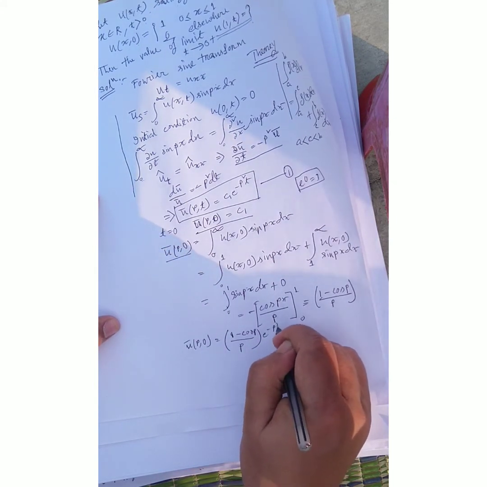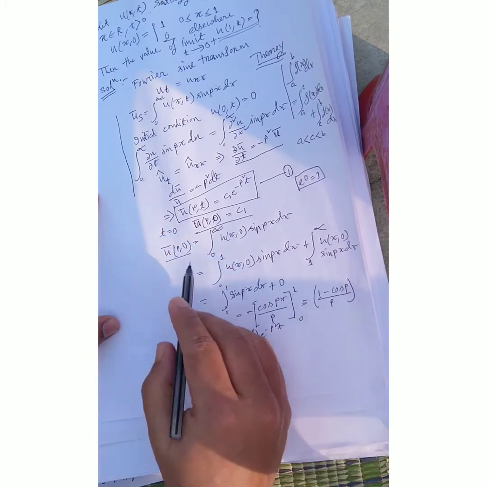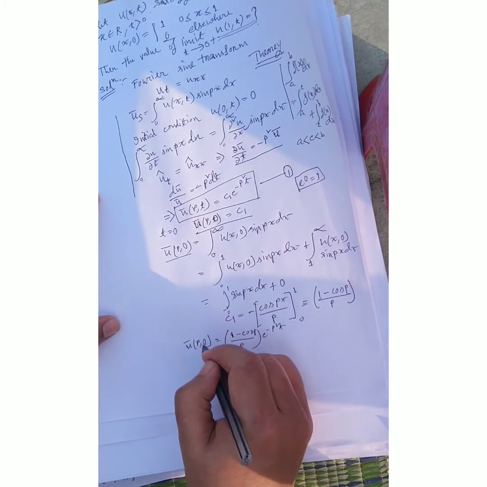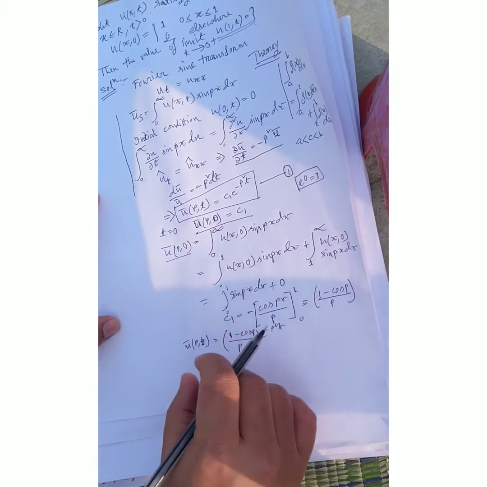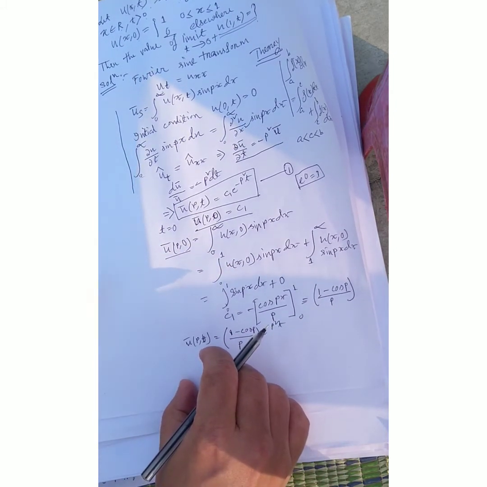e to the power minus p square t. This is the formula, because I get u bar p t. This value is c1, so u bar p t is equal to (1 minus cos p) divided by p, e to the power minus p square t. Simple facts, friends. No problem.